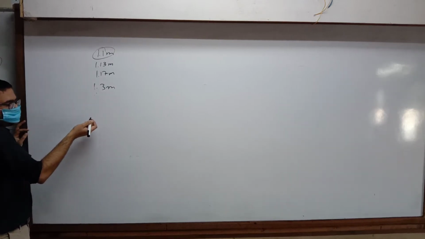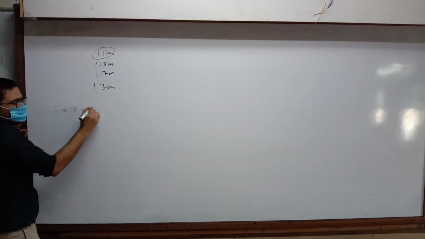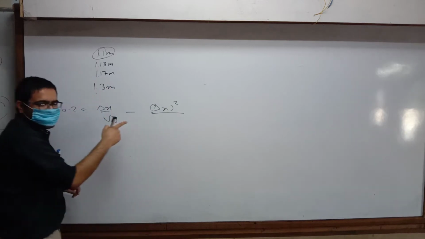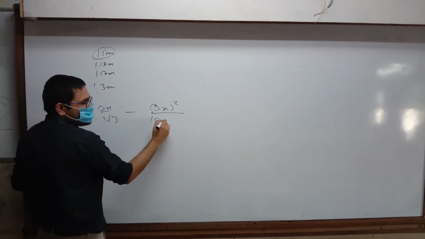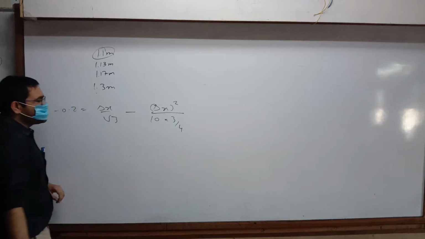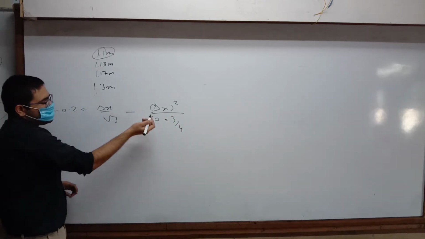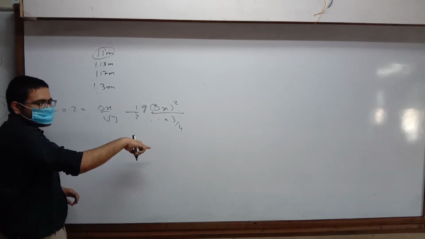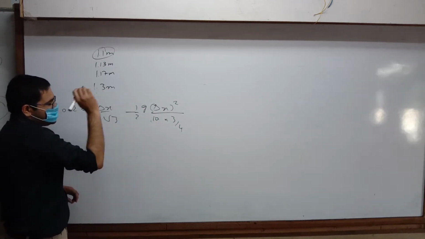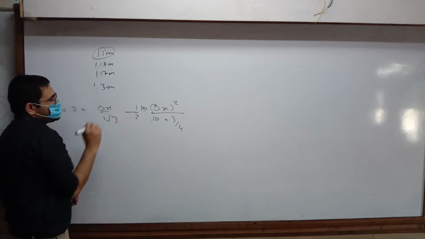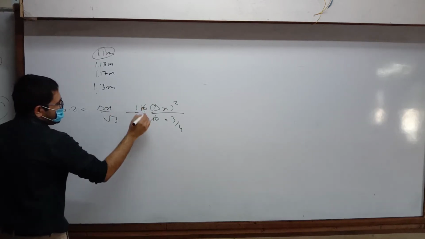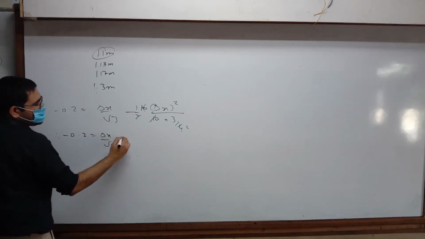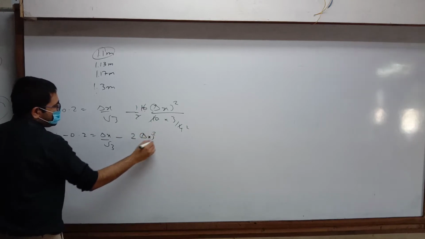So what was that equation? Put in the equation: minus 0.2 is equal to delta x by root 3 minus delta x squared by 10 into 3 by 4. Here g comes, so it is 1 by 2 g times this, with 10 below. Speed square, agree? This is what we have, right? And for constant 10, cancel this, 2 cancel here. Okay, so minus 0.2 is equal to delta x by root 3 minus 2 delta x squared by 3.